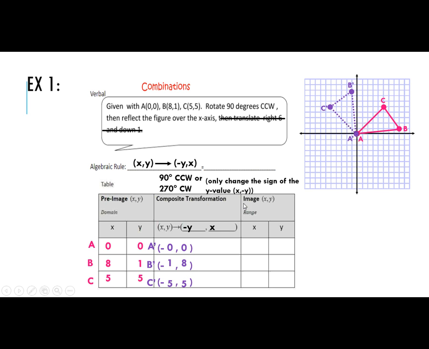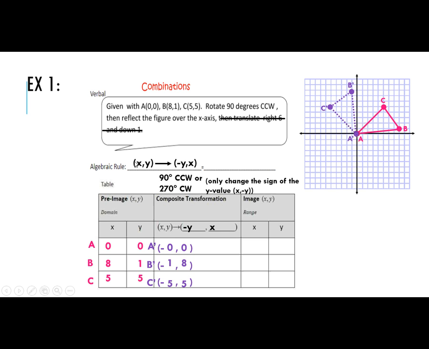Technically the rule is (x, negative y), but when we write the algebraic rule up here, we're trying to figure out what we could do to our original points to get to the reflection. We know from the original point to the rotation, it goes (negative y, x). But if we go from the pre-image points and simply do (x, negative y), we won't get our final points. We're doing the (x, negative y) to our most recent point.